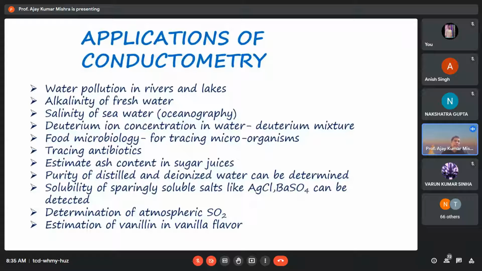And then the alkalinity of fresh water, the salinity of seawater, I think we try to cover. Then deuterium ion concentration in the water, food microbiology, tracing antibiotics, estimating ash content in sugar juice, purity of distilled and deionized water, solubility of sparingly soluble salt, determination of atmospheric sulfur dioxide, estimation of vanillin in vanilla flavor. So there is a variety, a good application. Obviously, you can see how this experiment is quite important for you, right?